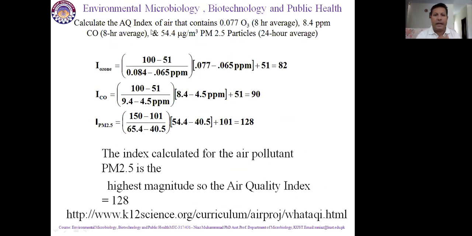Calculate the air quality index of air that contains 0.077 ozone for 8 hours, 8.4 ppm carbon monoxide for 8 hours, and 54 microgram per meter cube particulate matter. So we can calculate the index. For the air pollutant PM2.5, the concentration index is the highest magnitude, so the air quality index is 128. We can calculate it like this.